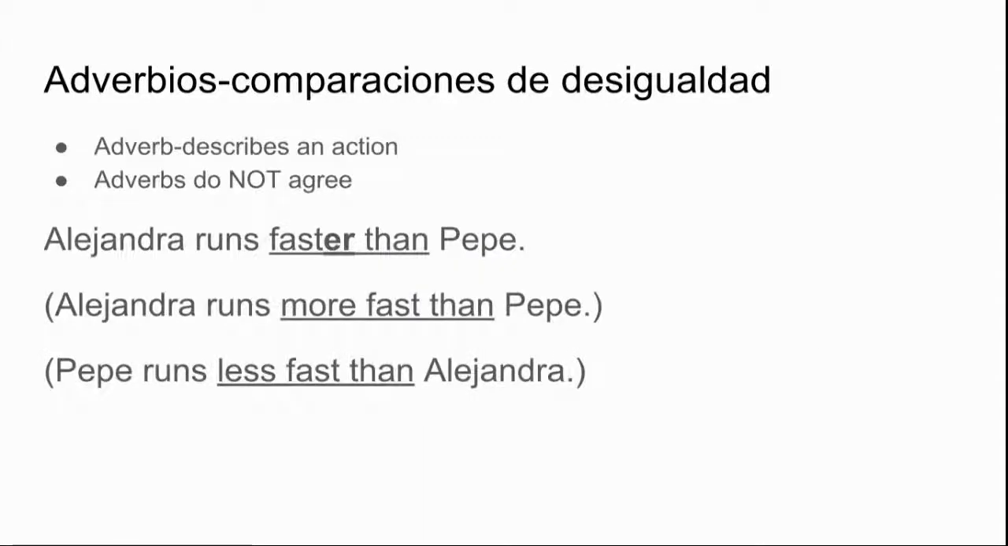Let's talk about adverbs now. An adverb is going to describe an action. Adverbs do not agree because they're describing a verb. Alejandra runs faster than Pepe. Again, we're going to have to change it around. We don't have an ER in Spanish, so we would say Alejandra runs more fast than Pepe. Or we could switch around and say Pepe runs less fast than Alejandra.